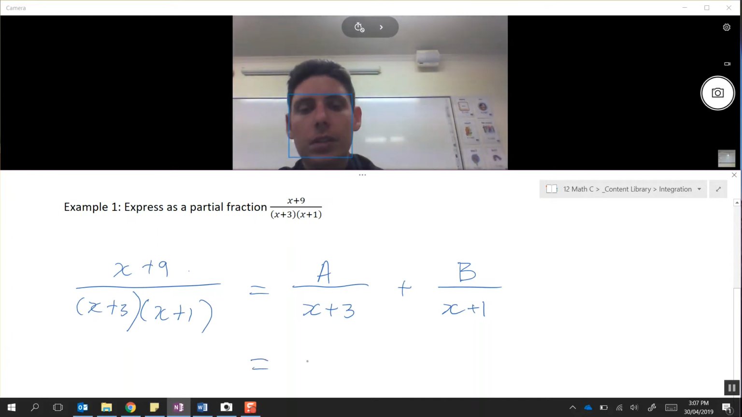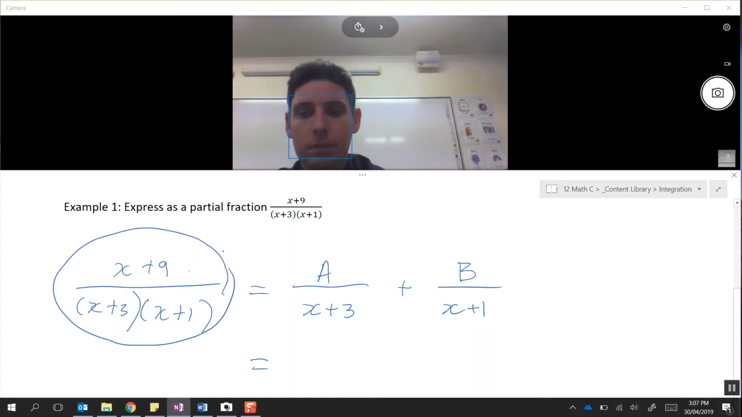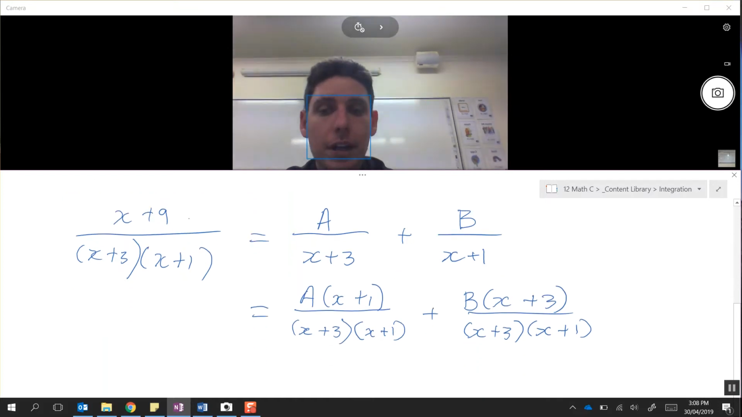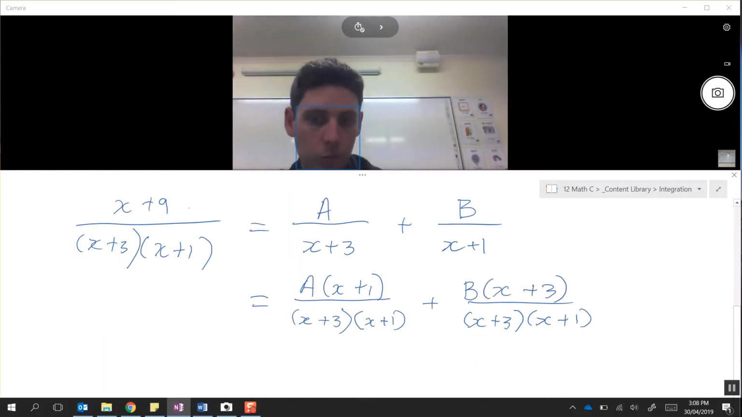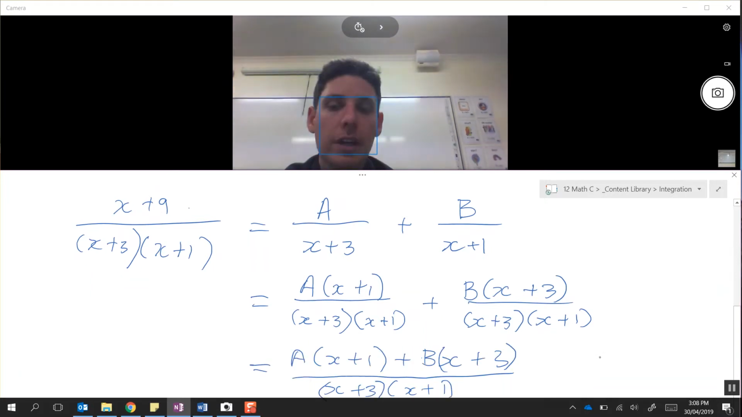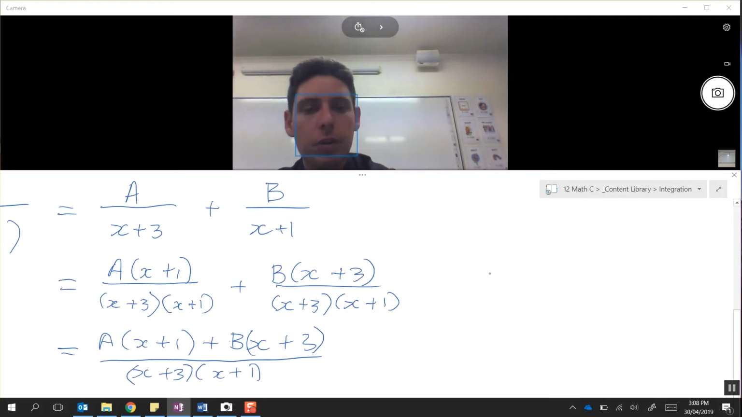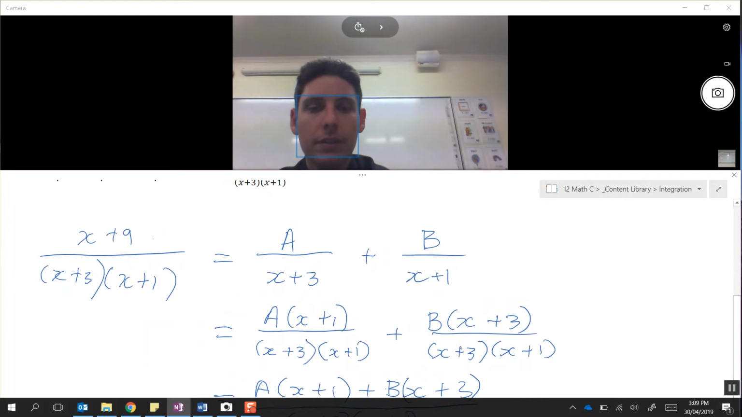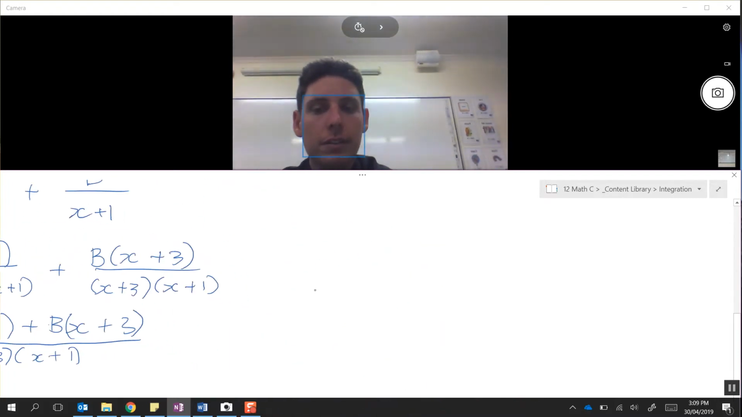So the first step to figure out the A and the B is to try and get it back to this form. So to do that we need common denominators. Because we have the same denominator now, we can bring the top together. We know this here is equal to all of this. So we write that x.